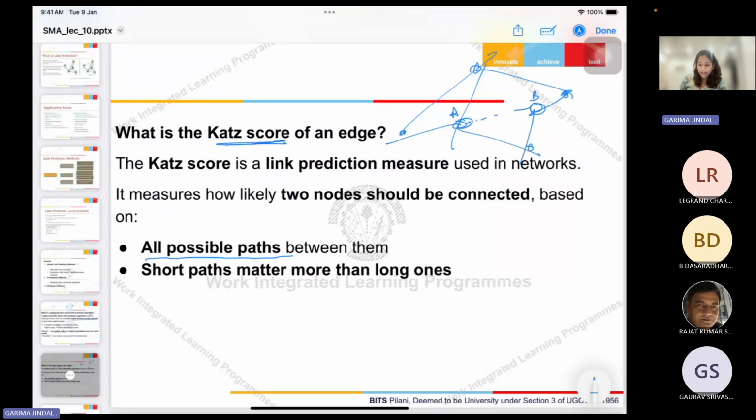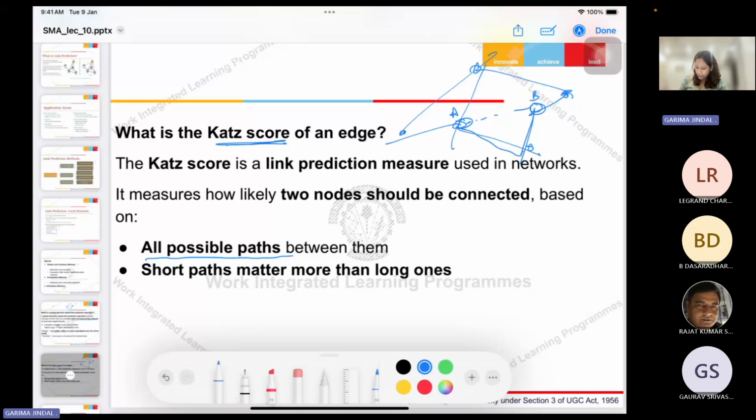So in this network, we have different paths. One of the paths is this. Another path is this. The third path is this. So there can be multiple paths. In order to reach from A to B, there can be multiple paths, and in this particular algorithm, we are going to consider all those paths.